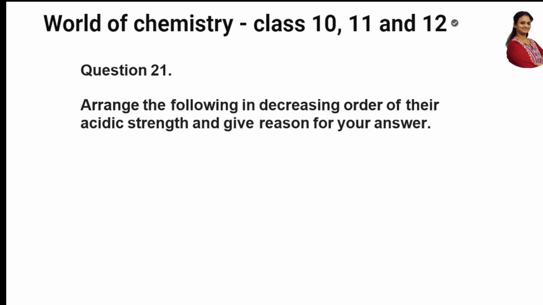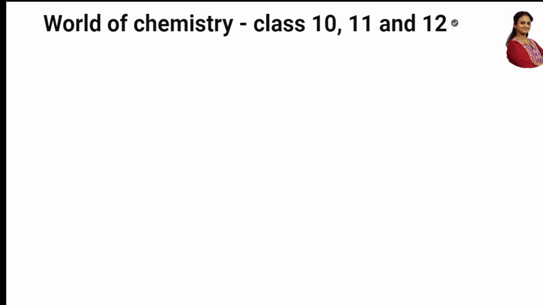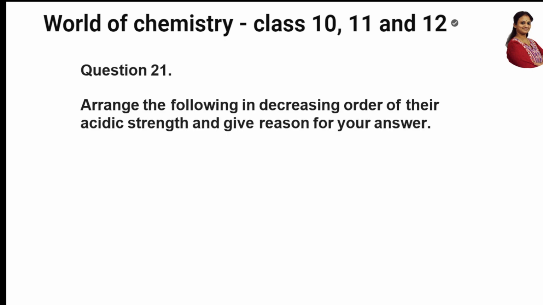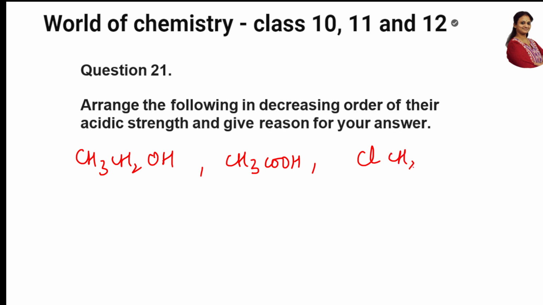Next question, let's see. Arrange the following in the decreasing order of their acidic strength and give reason for your answer. The options are not given, so I'll give you a question here by myself so that it is easy. Suppose one compound, ethanol, is given to me. There is one more compound which is acetic acid, one more compound chloroacetic acid, then one more compound fluoroacetic acid.